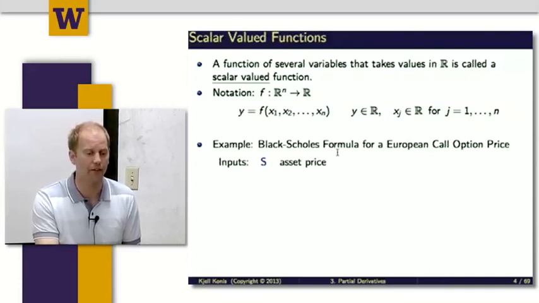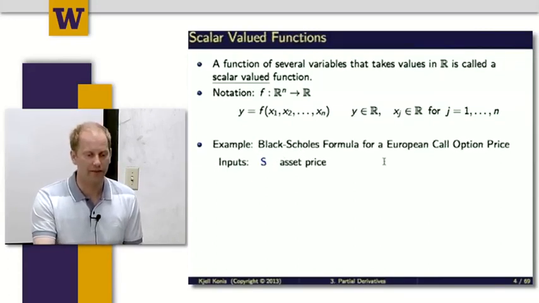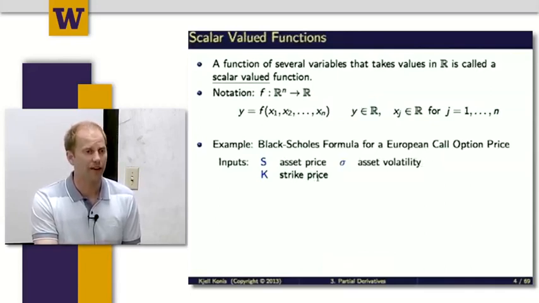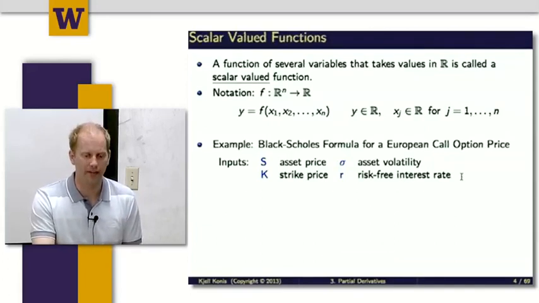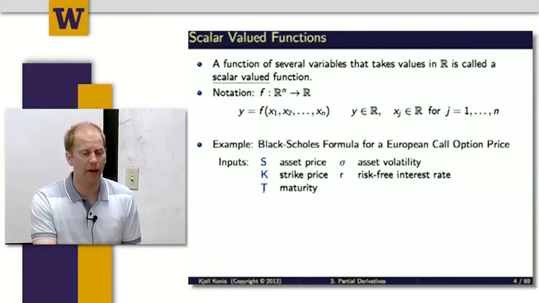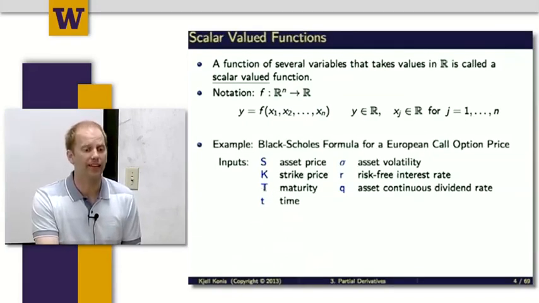The inputs for this formula are going to be S, which is the price of the stock, sigma, which is the volatility of the stock, K is the strike price. This is what I'm going to be able to get if I decide to exercise my option in the future. r is the risk-free interest rate, that's the risk-free interest rate just on money. T is the maturity. And there'll be a little t somewhere here too. They're both dates.